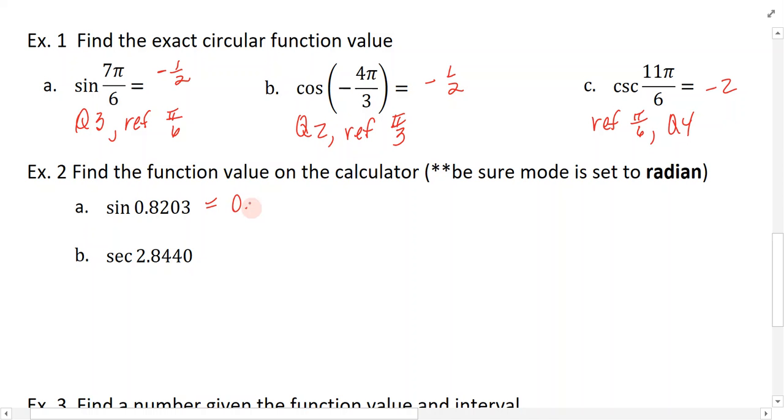So let's say to 4 decimal places. 0.7314. Okay, does everybody get 0.7314 for the function value? Okay, now there is no secant button on your calculator, and I want to know what is the secant of this angle. So we use the reciprocal identity to say that secant is the reciprocal of cosine. So 1 over the cosine of that angle, 2.8440, rounded to 4 decimal places.